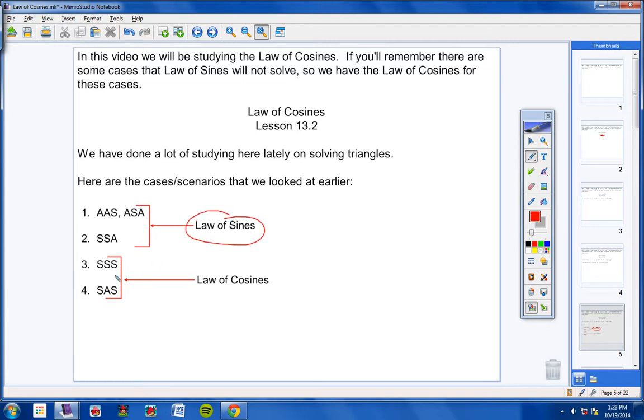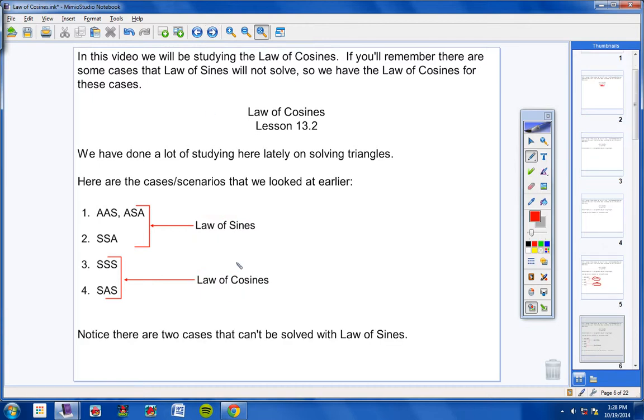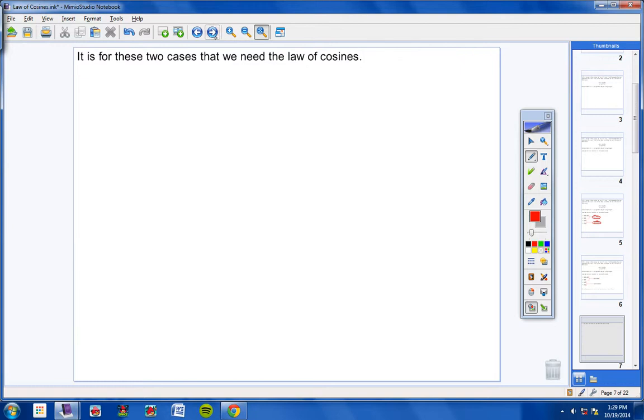However, we have 2 cases right here, side, side, side, and side, angle, side, which cannot be solved by the law of sines. So these are the cases that we use the law of cosines, okay? All right, let's continue on. So notice that there are 2 cases that cannot be solved with the law of sines. It is for these 2 cases that we need the law of cosines, okay?